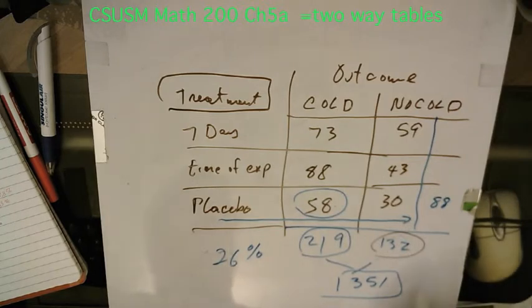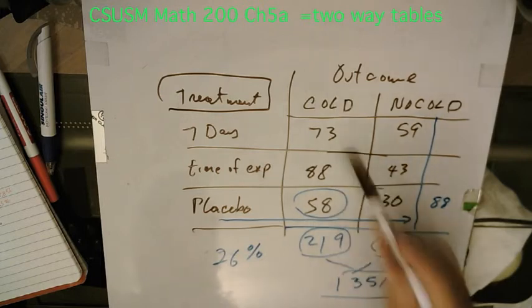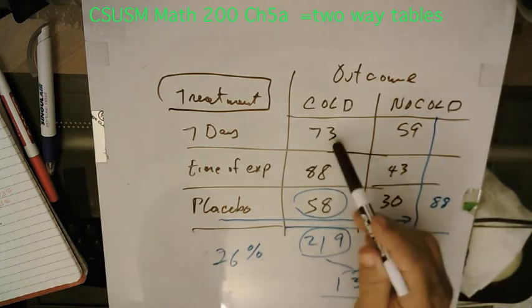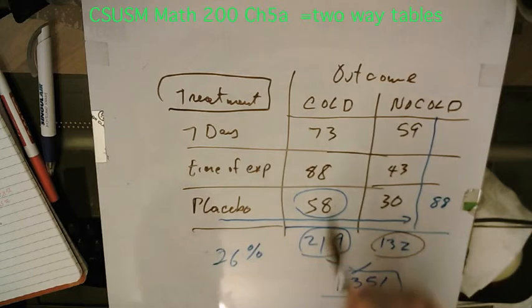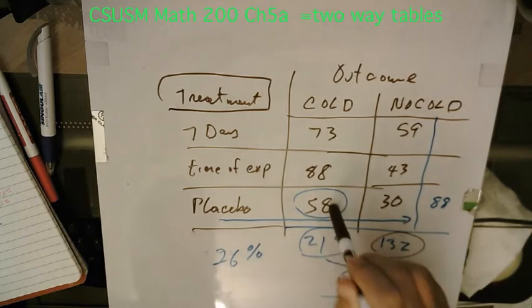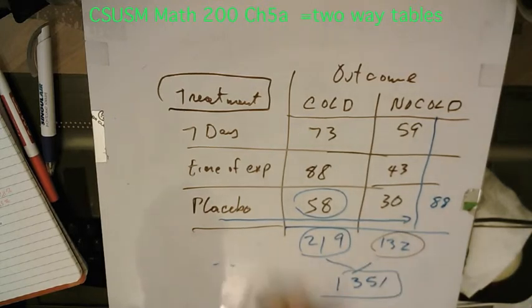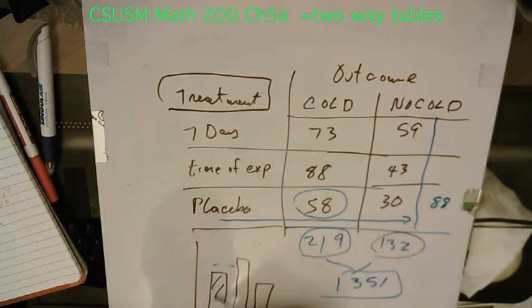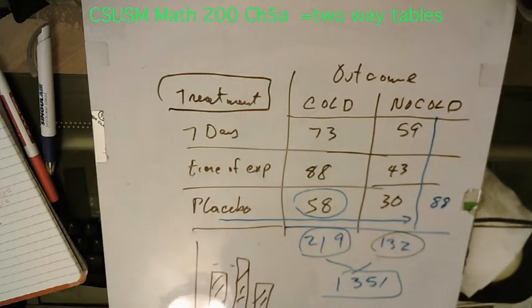And then it asks, how many bars would there be, based on that question? There would be 3 bars: 73 over 219, 88 over 219, and 58 over 219. So you would have a chart with 3 bars, and you would have the 7 days before, the time of, and the placebo group. And so that would be your chart of that data.